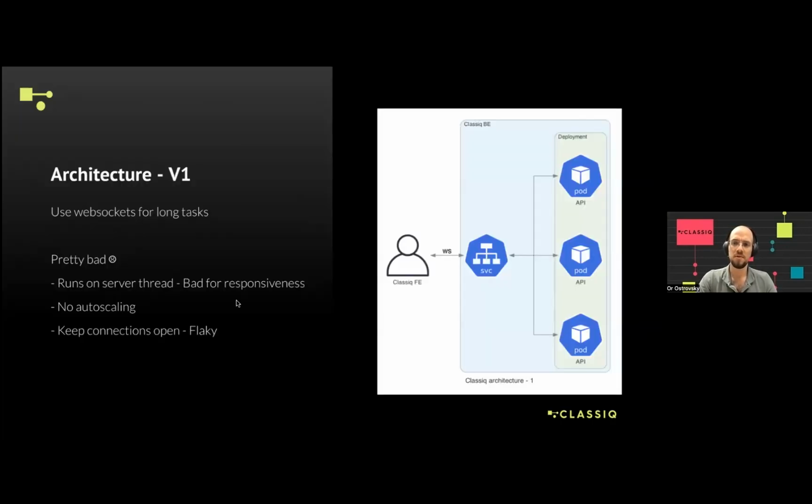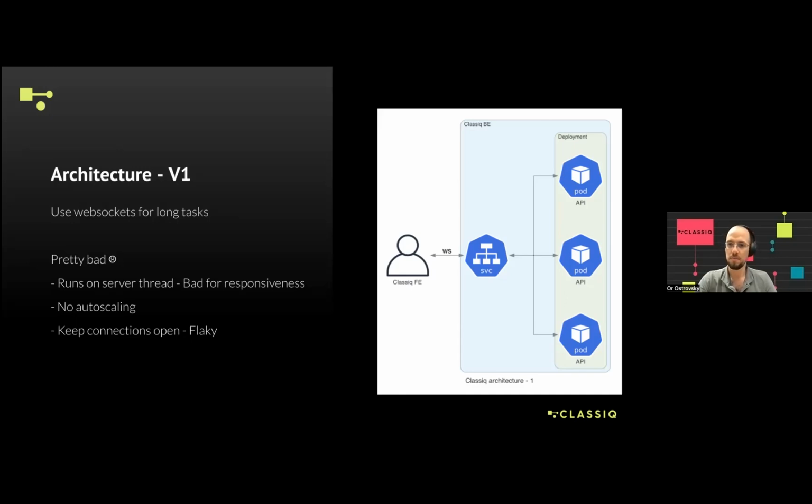Now, the first version of the architecture is a pretty simple one. We have a statically sized deployment, and we use WebSockets to keep the connection open for the entire duration of the task. So if we take, for example, 30 minutes or an hour or even more to compile a circuit, we have to keep the connection open for that entire duration. And that's not that good for several reasons. The first one is that we don't have dedicated compute resources. We have one type of compute resource that handles both requests and the long-running tasks.